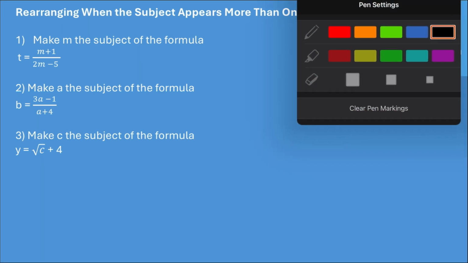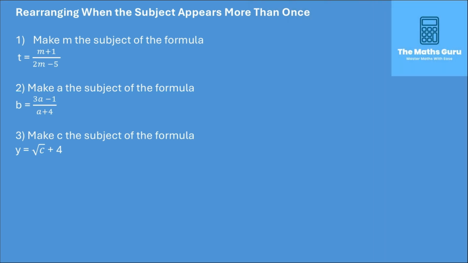So moving on to the last question. As I mentioned before, this question doesn't exactly show when the subject appears more than once. It's just a question that I wanted to bring into this. So first we need to make c the subject of the formula, and we deal with the addition or subtraction first, and in this case it's addition.